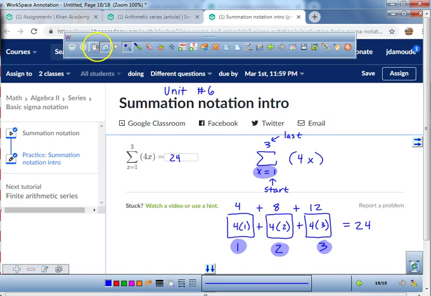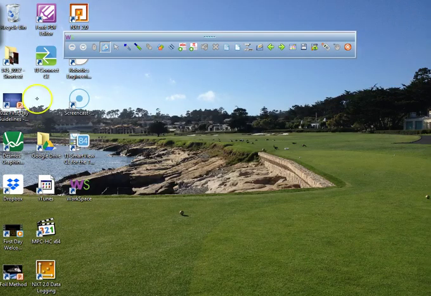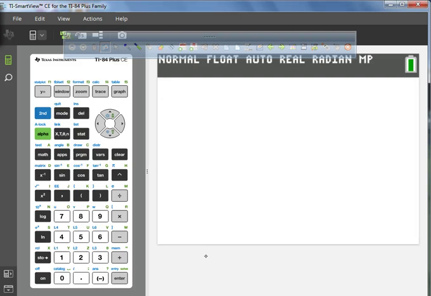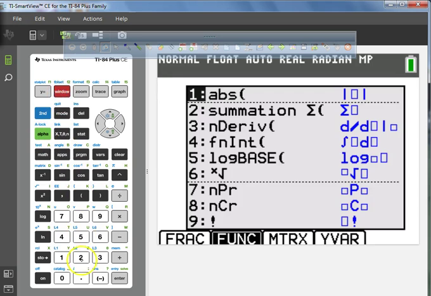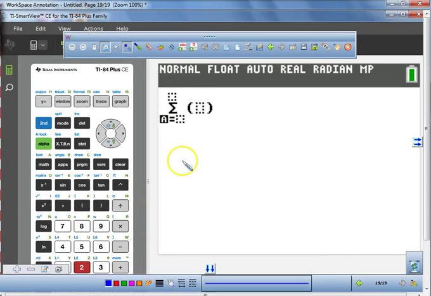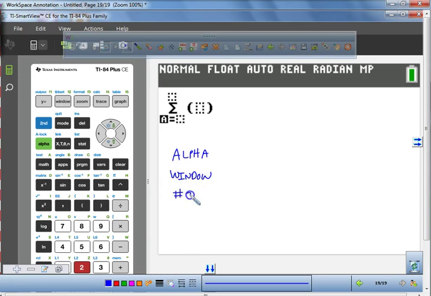All right, I need to go to my calculator real quick. Show you guys how to use a calculator. Where is my calculator? There we go. Okay, so to get the summation notation, you have to hit alpha window number 2. If you would please put that right there in your journal. How do we get this? Alpha, window number 2. And that's how you get your sigma notation, also known as summation notation.